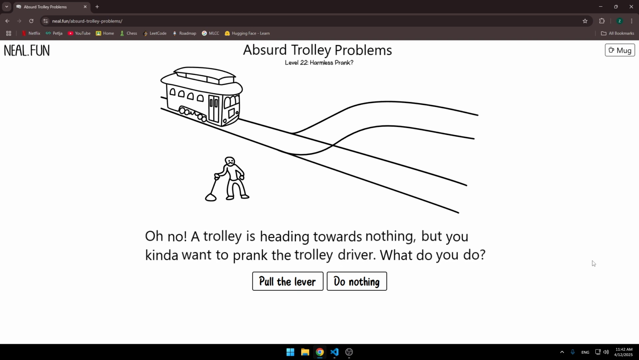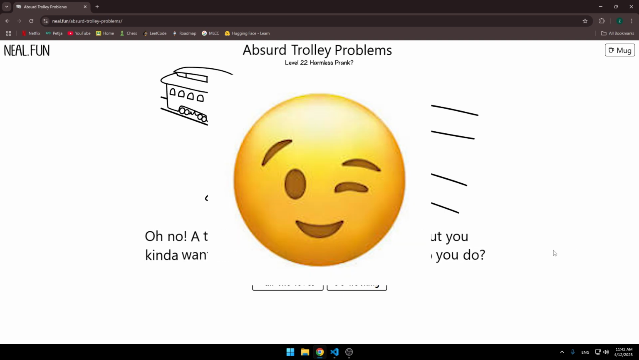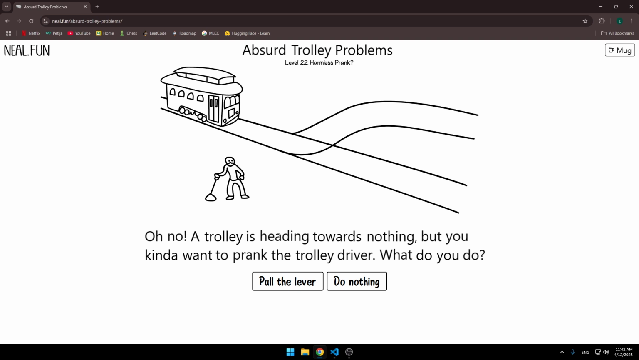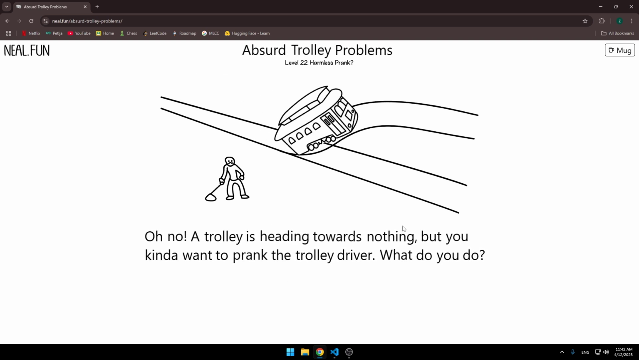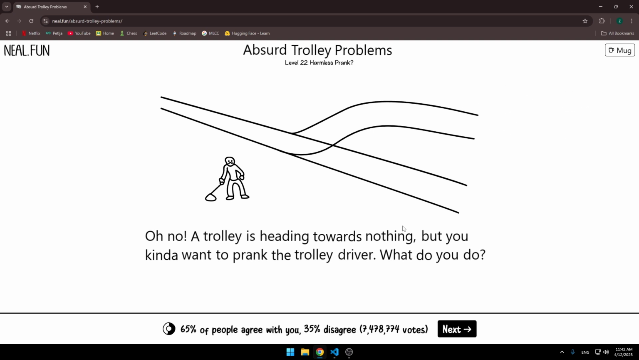Pull the lever. Reasoning: it's a trolley problem designed for a moral dilemma. The prompt explicitly mentions wanting to prank the driver. That's the fun part. Pulling the lever introduces an unexpected element, fulfilling the prank while still technically adhering to the core scenario. It's mischievous, not malicious. Winking face. There we go. Can you argue with the winking face? Come on now, it's a winking face. We pull this lever. Let's go.